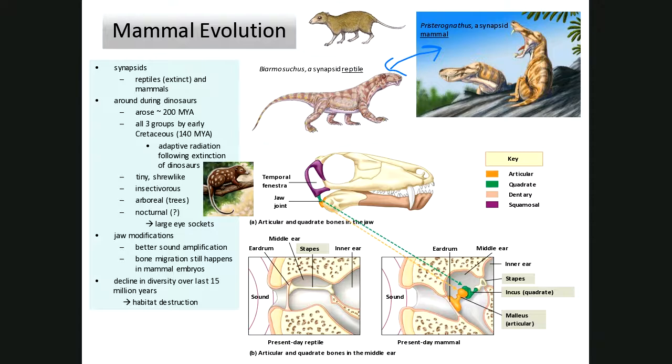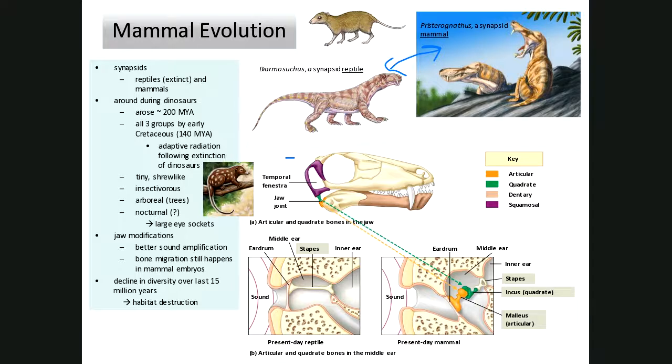Take a look at the picture in the middle. Take a look at the skull up top and the bones that are colored. There's four bones that are colored. There's the squamosal in purple. There's the green quadrate. The orange one is the articular, and then the dentary. All right. Now down below, a present-day reptile's ear. The eardrum or the tympanum is connected to the stapes, and the stapes vibrates against the inner ear, and that's how they hear sound. So they hear sound, but again, it's kind of like the way insects see things with their compound eyes. All right.